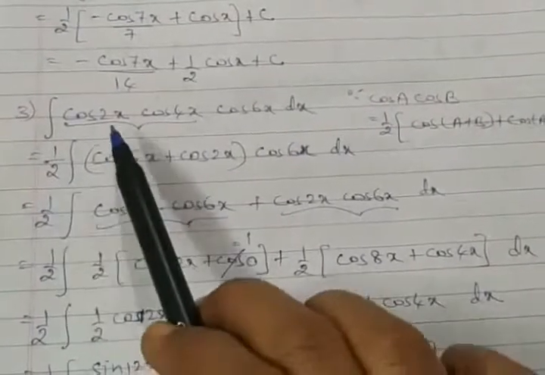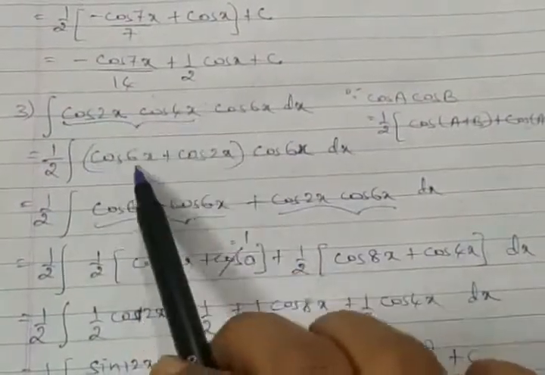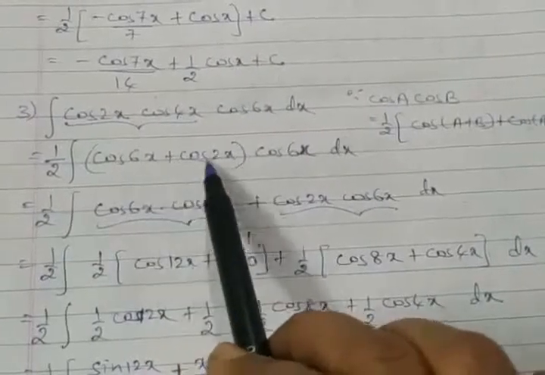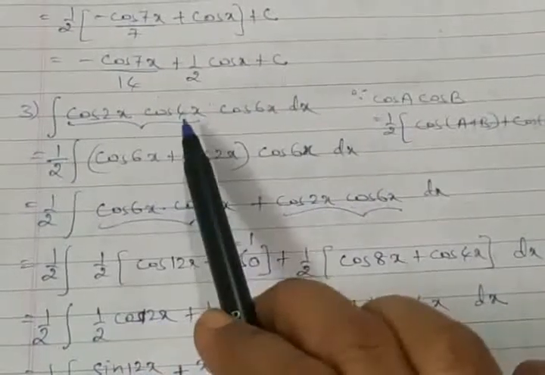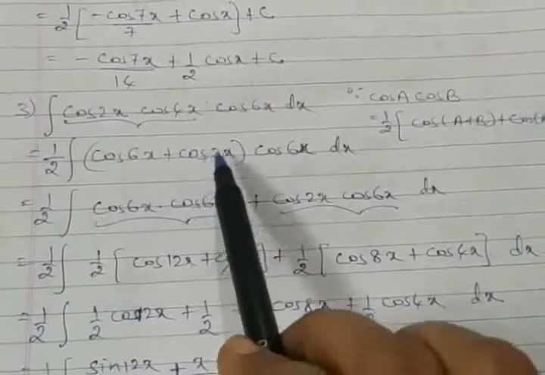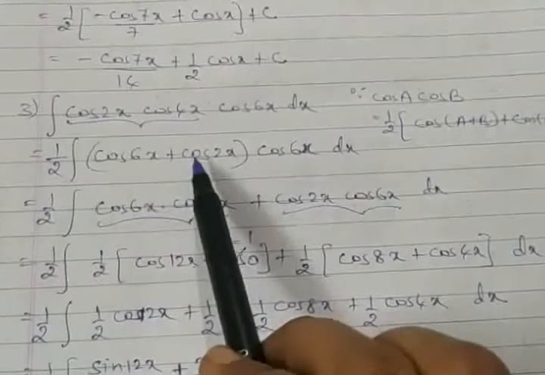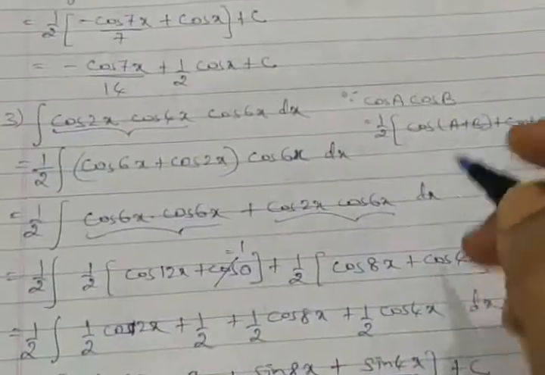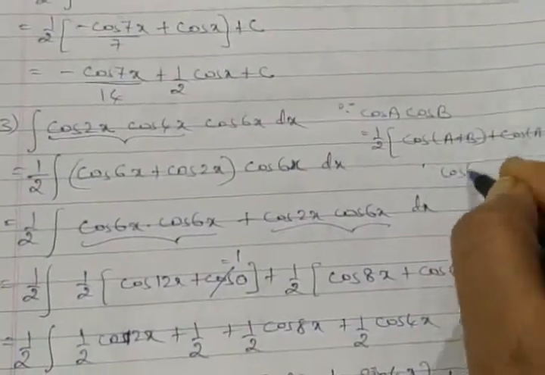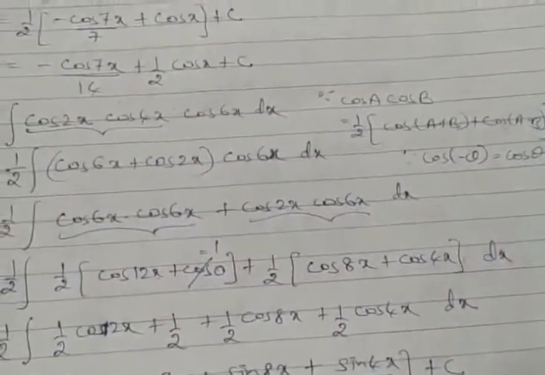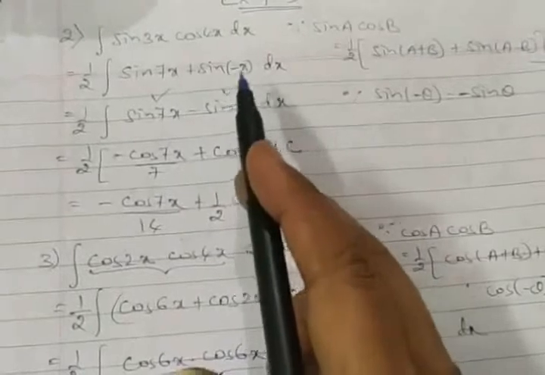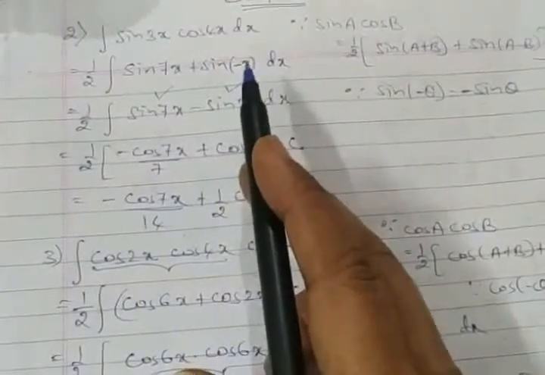Half here, cos a plus b, 6x, plus cos a minus b, which is 2x. Even though 2x minus 4x is minus 2x here, minus has been neglected because we have a cos function, and last class also I told you, you can write the formula here. Cos of minus theta, we know it very well, it is cos theta. But sine is not like that. Whenever we have sine, minus has to be mentioned.